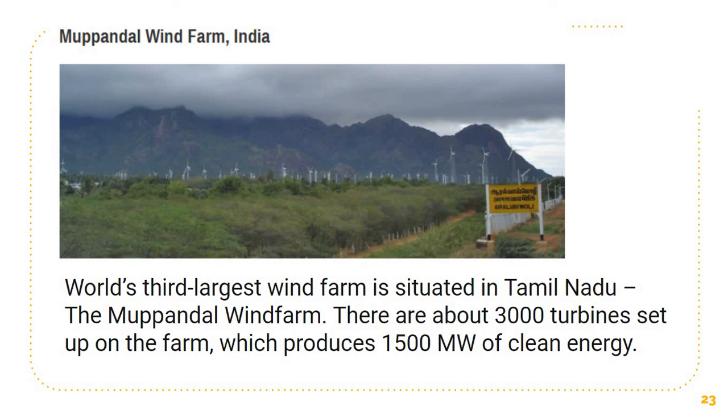This is the world's third largest wind farm, or India's largest wind farm, situated in Tamil Nadu, the Muppandal wind farm. There are about 3,000 turbines set up on the farm, which produces 1,500 megawatts of clean energy.